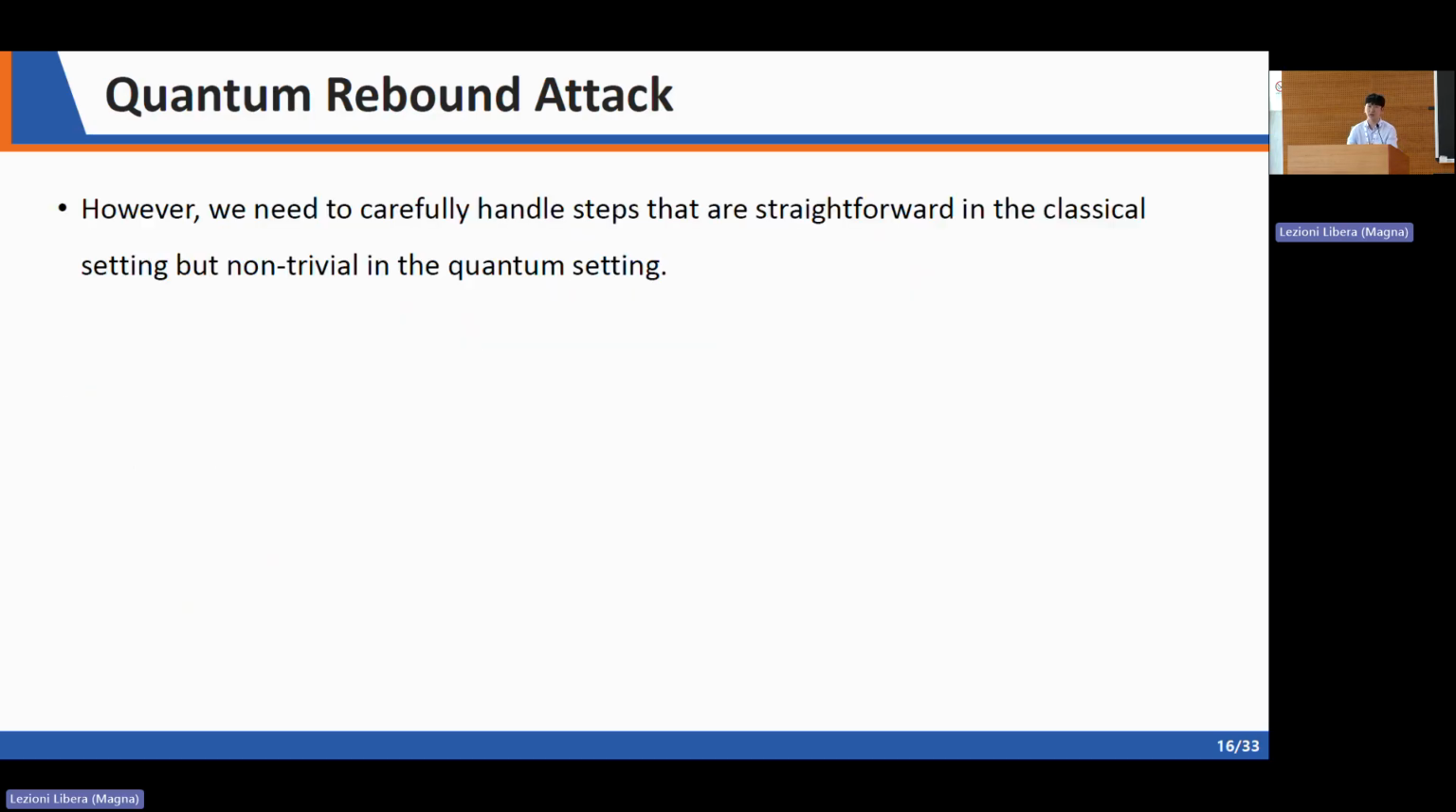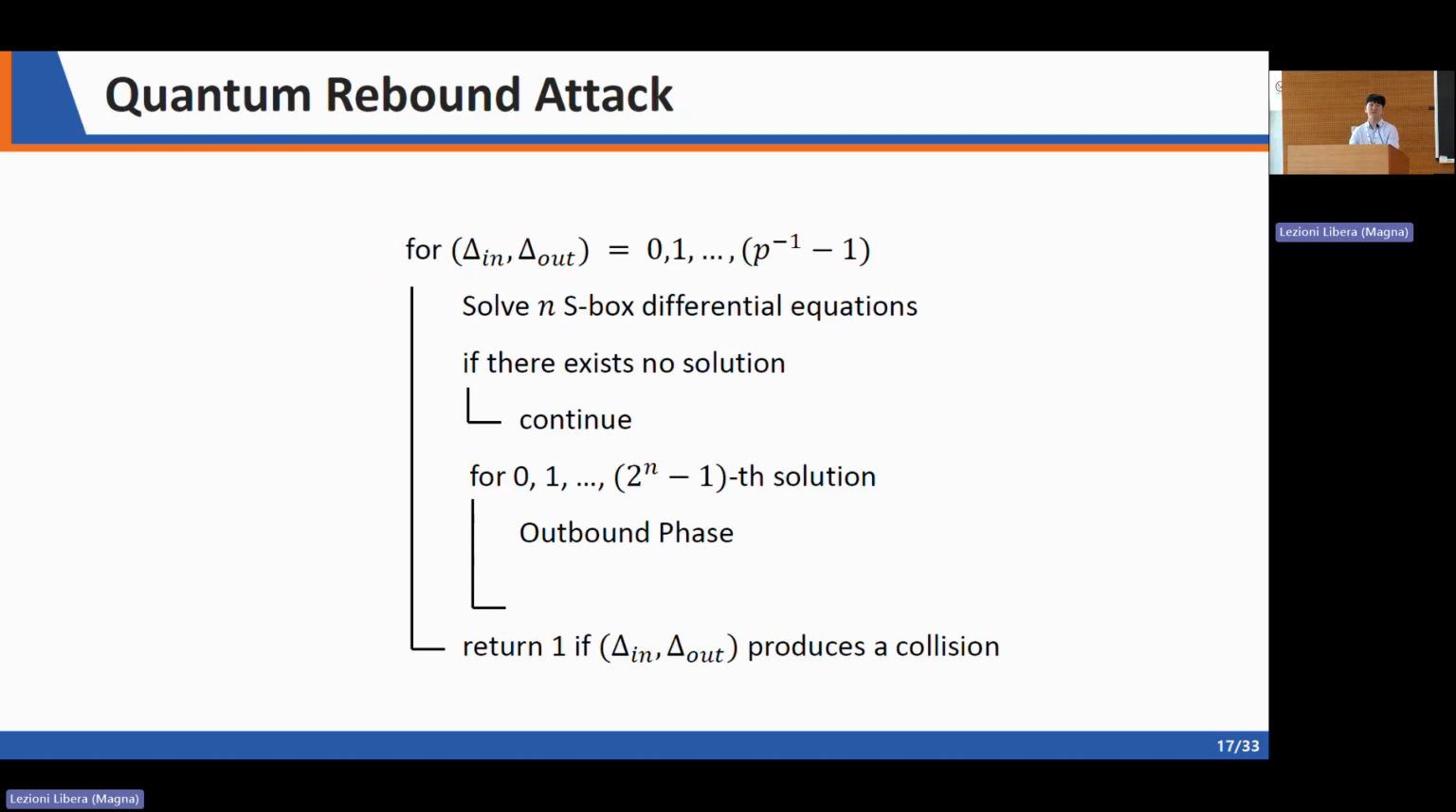However, we have to consider one more factor. We need to carefully handle steps that are straightforward in the classical setting, but non-trivial in the quantum setting. To clarify which step requires special handling, we represent the rebound attack as pseudocode. We enumerate delta in and delta out, solve S-box differential equations, and only if there is no solution, we immediately move on to the next value, and otherwise we enumerate all possible solutions.